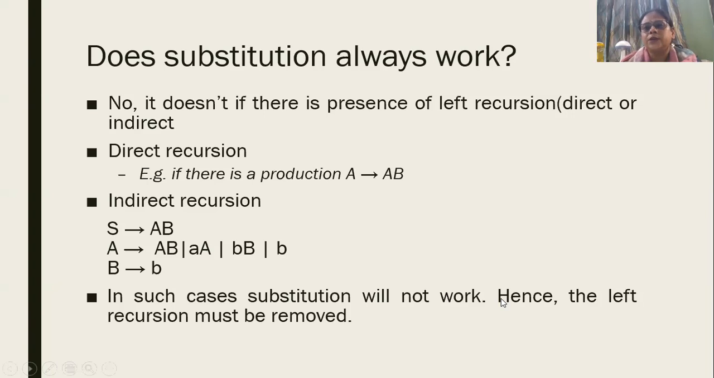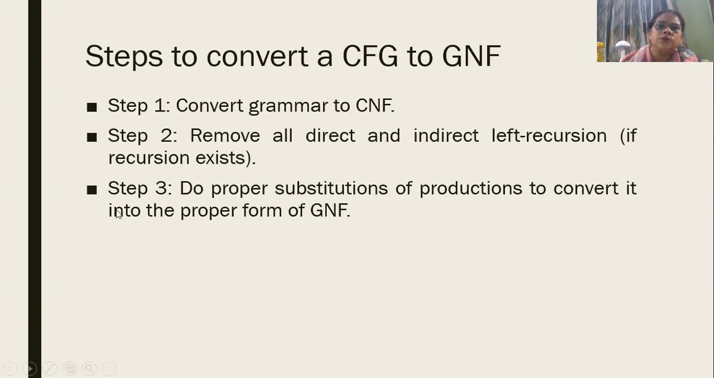How to remove left recursion, and what do the generalized steps for converting a given CFG to GNF involve? We will see in the next class. However, just to give you a brief overview, first we have to convert the grammar to CNF, which involves simplification. Step 2 is to remove all direct and indirect recursion. And after removing recursion, we apply substitutions in order to convert the given grammar into proper GNF.